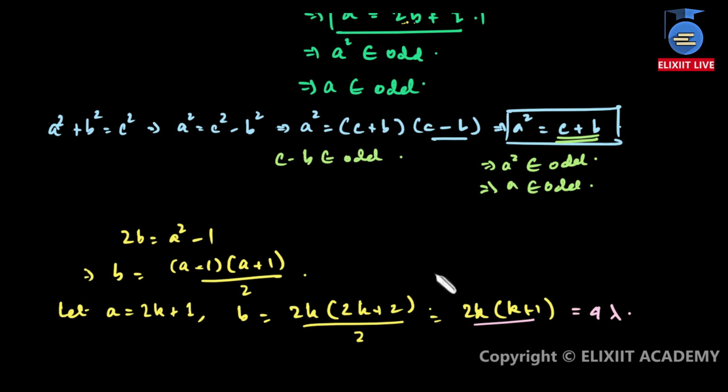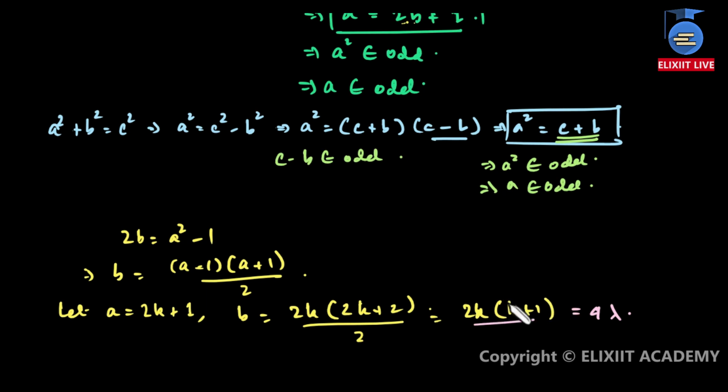Once again, repeat: you have 2B is A square minus 1, what we have derived from here. So B is what? Simplify this thing: B is (A minus 1) into (A plus 1) divided by 2. From this, the conclusion we made is A is an odd number. Let's say A is of the 2K plus 1 format. So we have B is 2K into (2K plus 2). Take out 2 common from here, so this is of the form 2K into (K plus 1). And whenever you see K into (K plus 1) in this format, the first observation that should come to your mind is the product of two consecutive numbers.